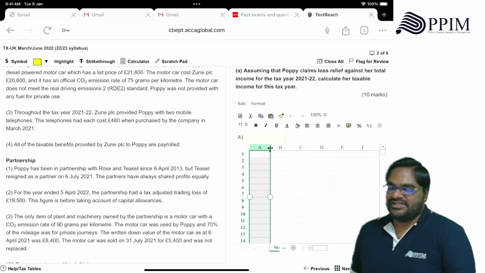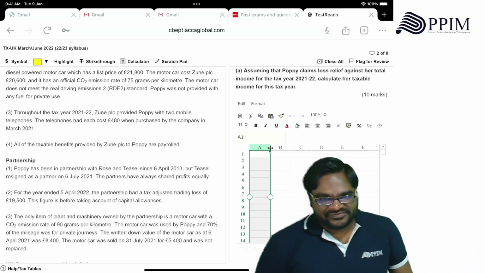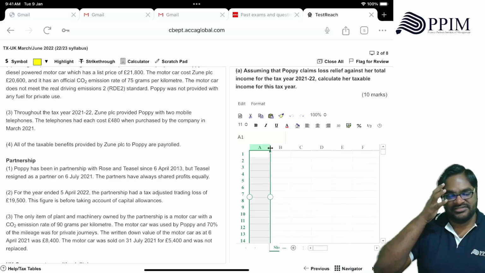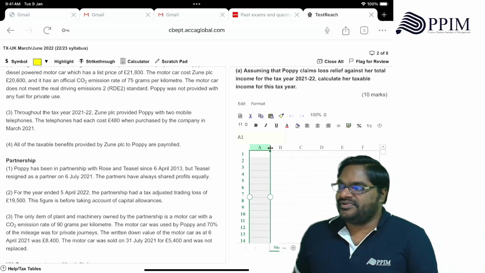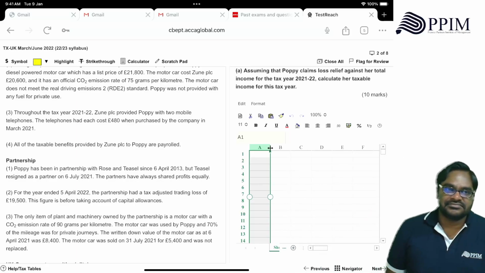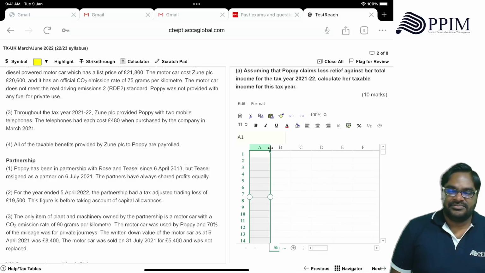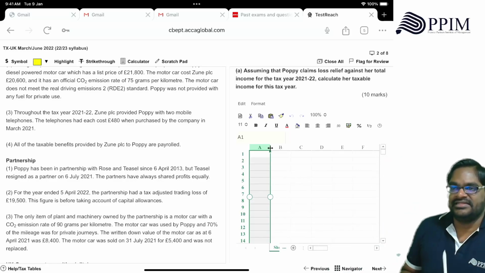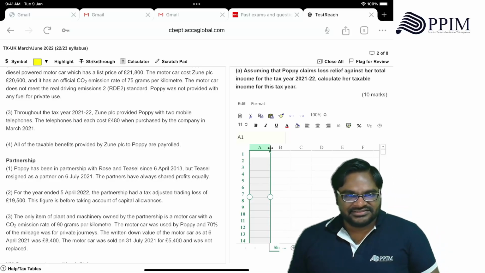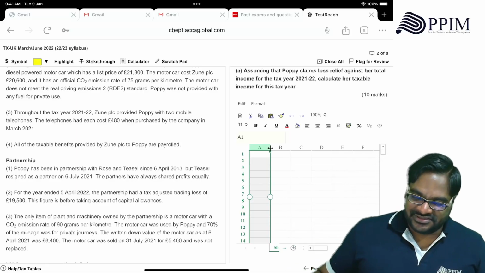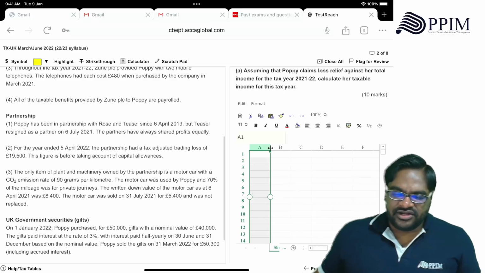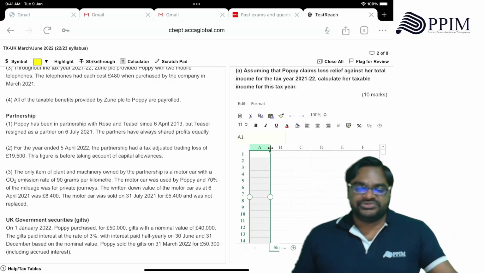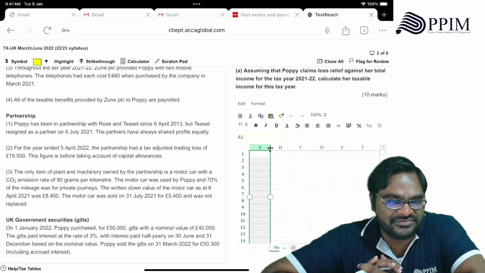Yes, 1 phone will be allowable. No benefit will be charged. For the other phone, you need to take 20%. So 480 into 20%. That is a private asset only, 20%. It's a private asset, no? So the benefit would be 480 into 20%. Correct? Ishak, are we good? Right. Then all the taxable benefits provided by Zone Zone PLC to Poppy are payroll, fine, no problem.